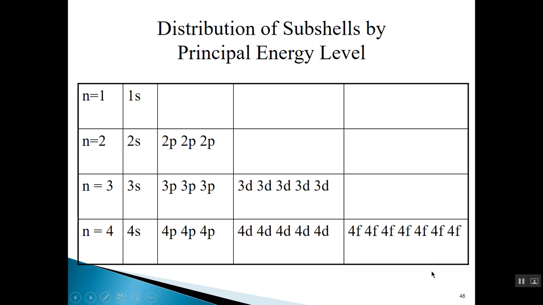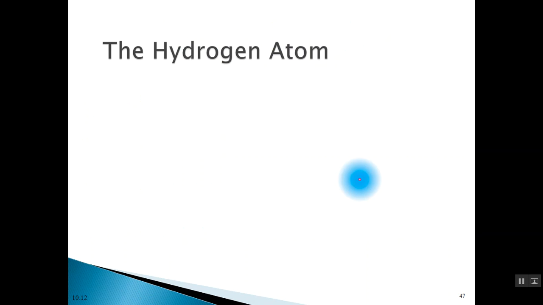For our purposes, we'll stop at the n equals 4 energy level, and this would be the orbital distribution for that energy level, all right? You have higher energy levels, but for our purposes, we won't go beyond the n equals 4 energy level. Okay, we're going to stop here.